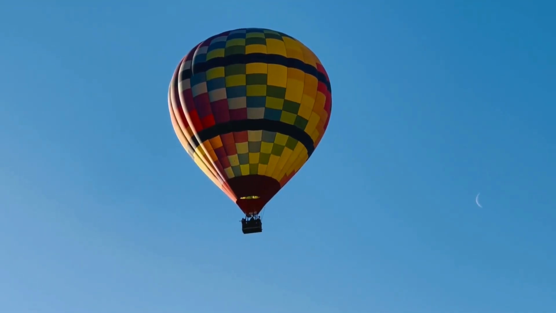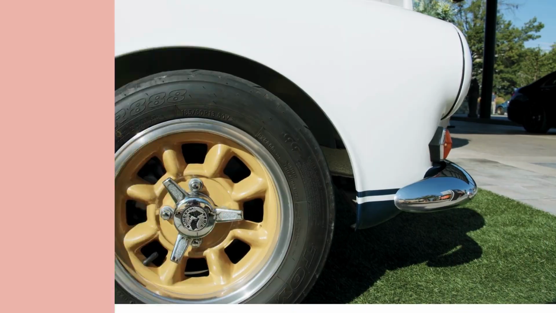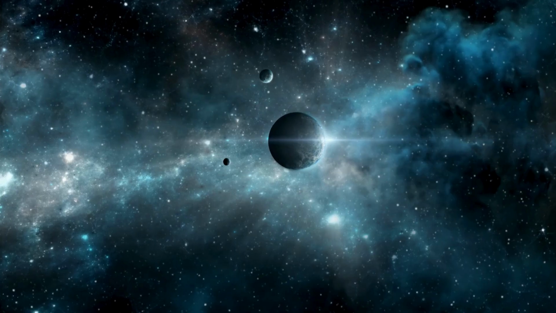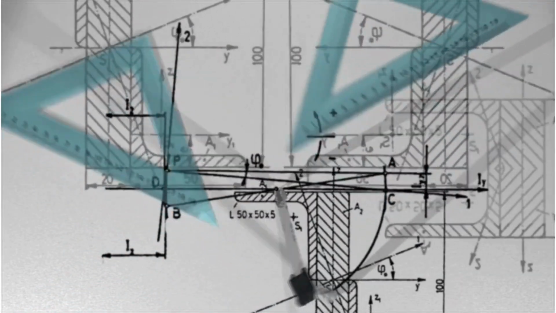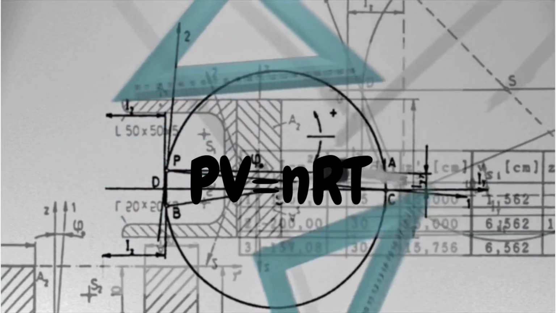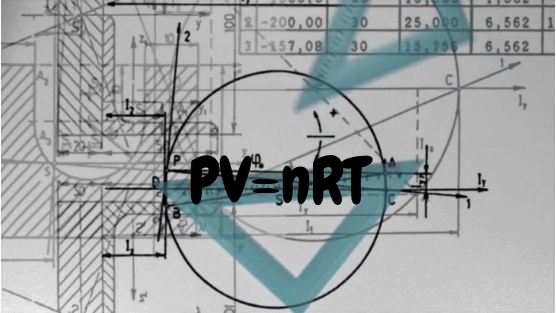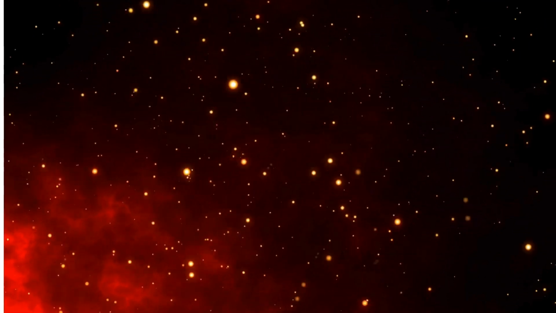By the end of this video, you'll understand how scientists can predict the pressure inside a balloon, the air in your car tires, or even the atmosphere on another planet, using just one equation. And what exactly PV equals nRT means, how to use it, and when it doesn't quite work as well as we'd like. Before we dive into the math, let's start simple.